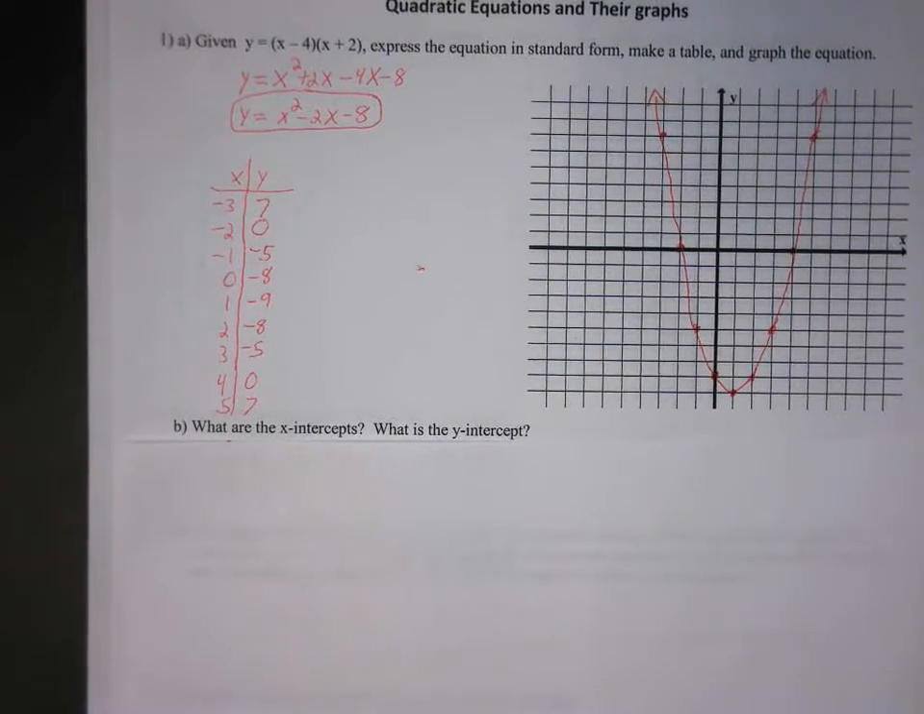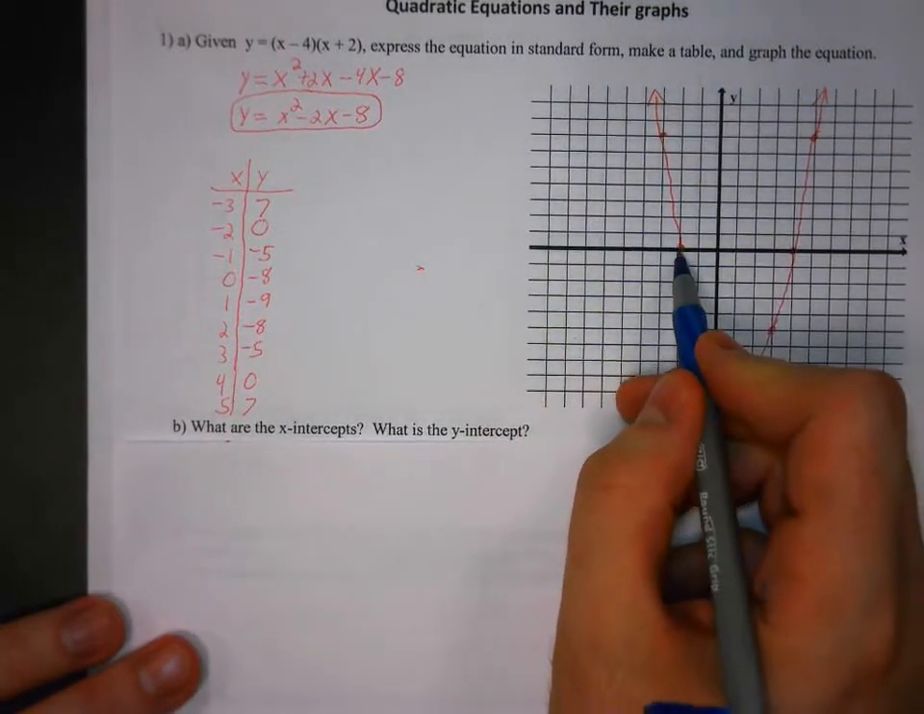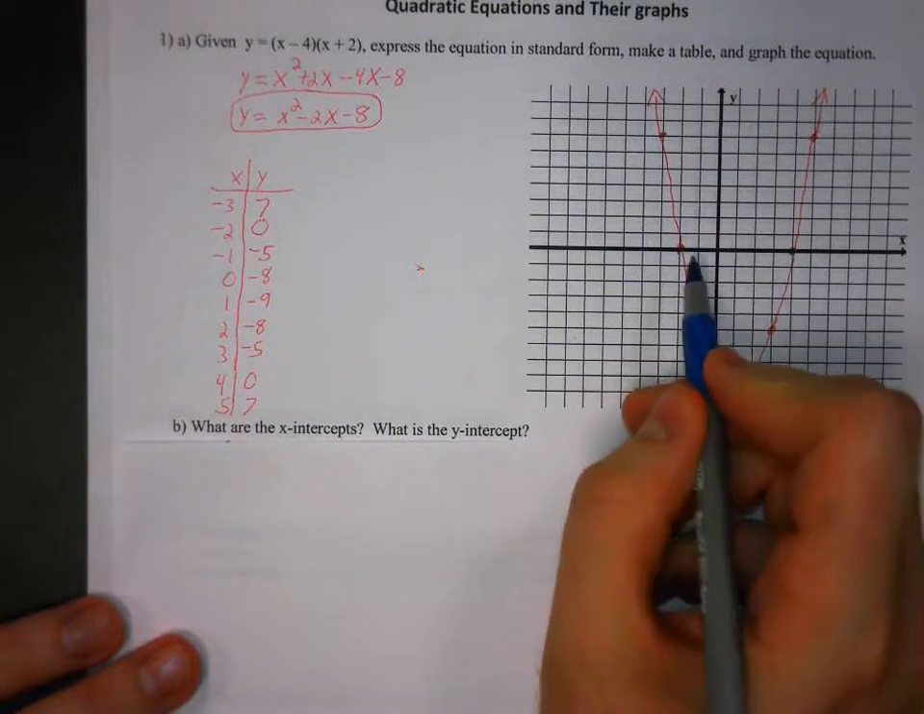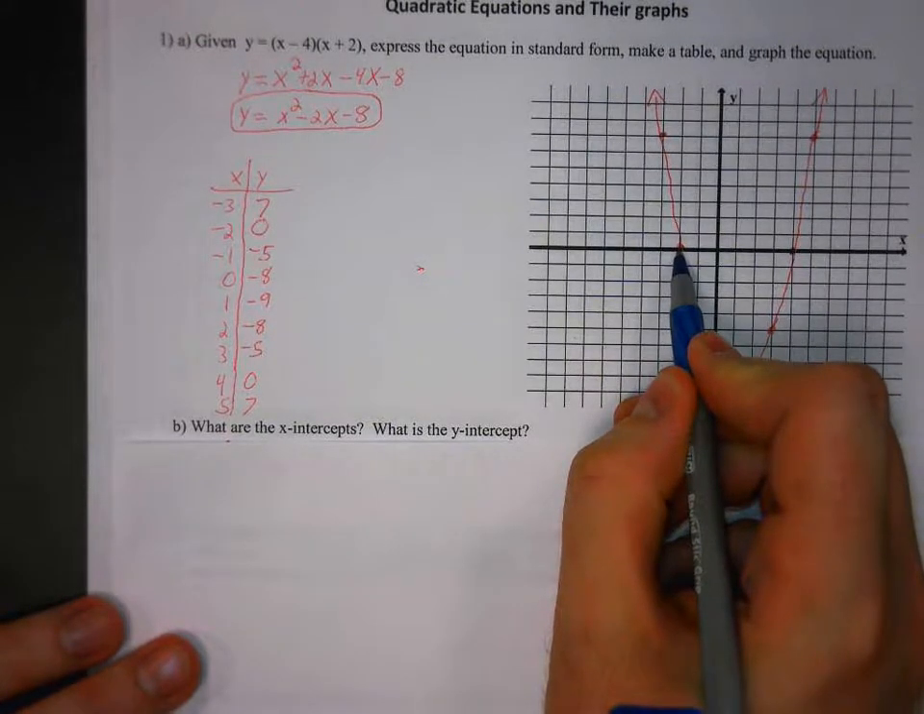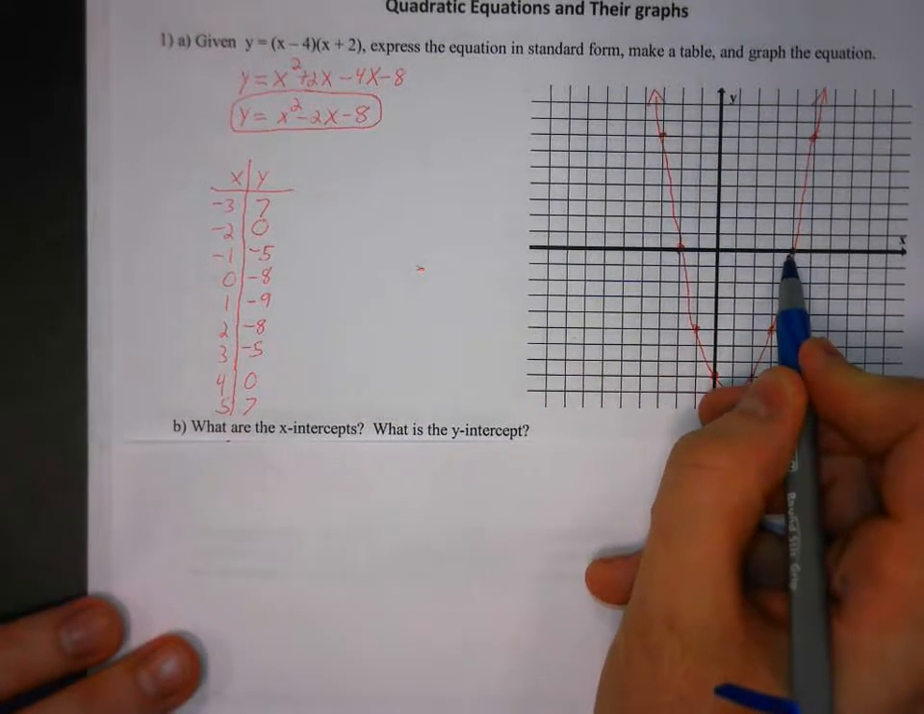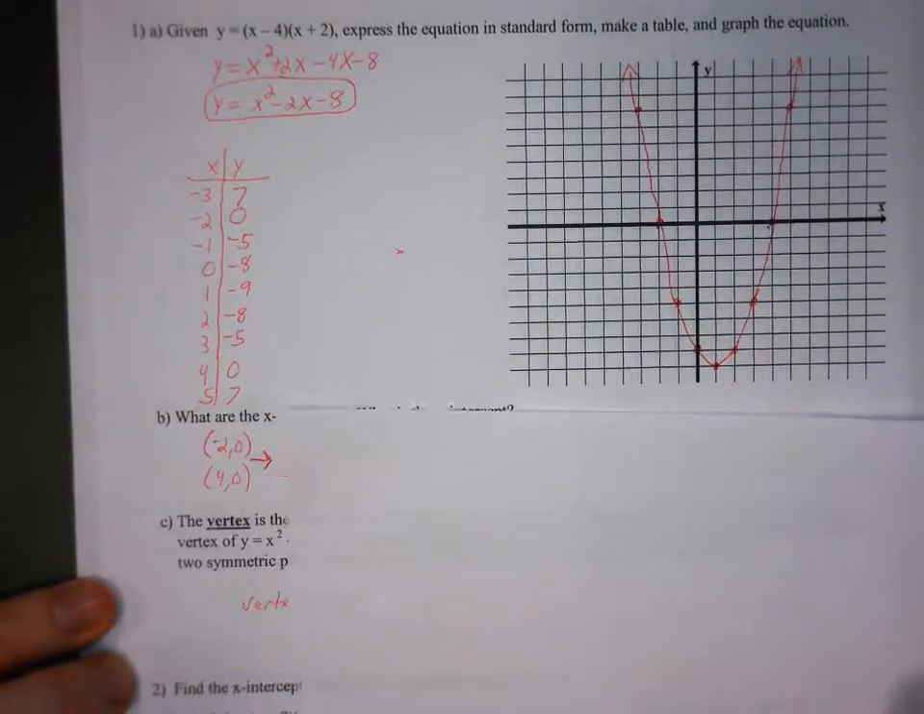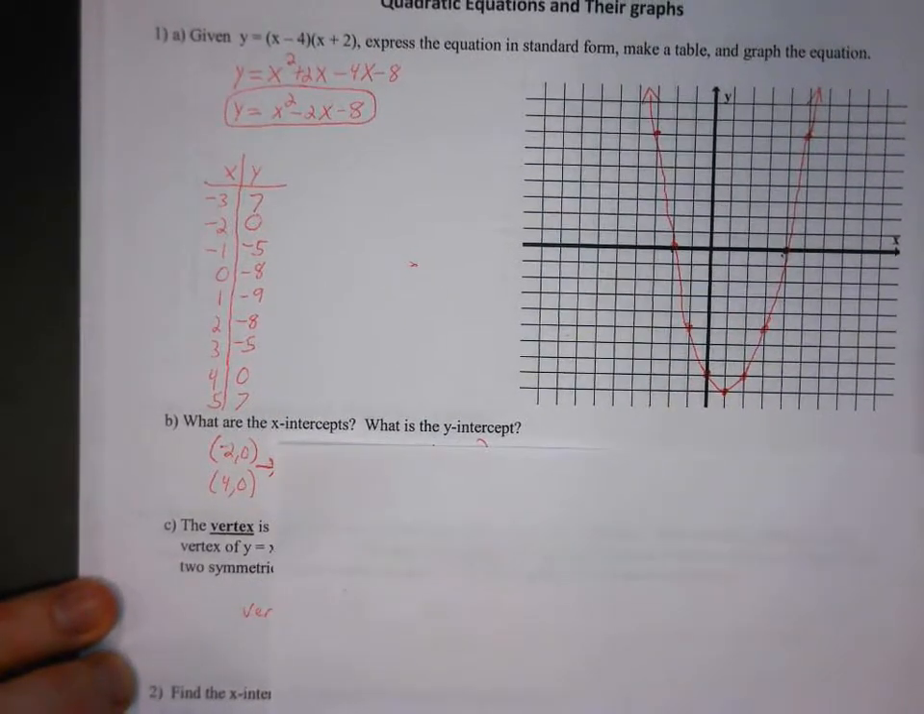Then it asks you, what are the x-intercepts and what is the y-intercept? Well, we can see the x-intercepts are at this point and this point. So they're at negative 2, 0 and 4, 0. So negative 2, 0 and 4, 0.